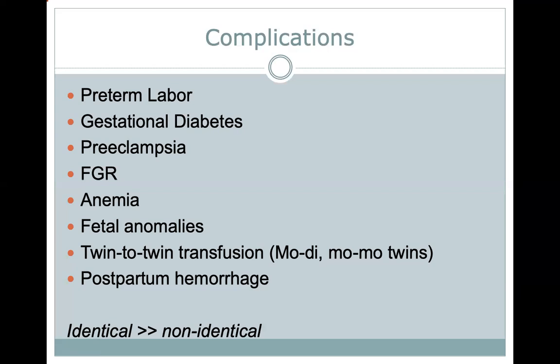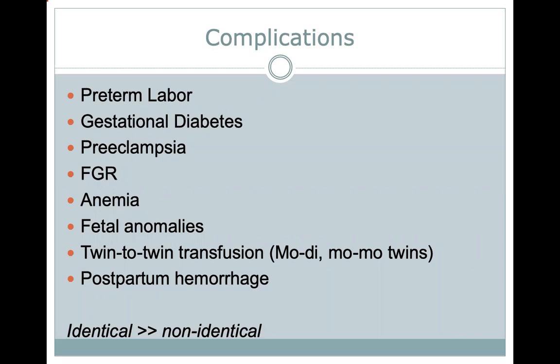So complications with multiple gestations are significantly increased compared to singletons, and it makes sense. If you have two fetuses, the rate of all of these complications is significantly increased compared to singletons. Preterm labor is probably the most common, that and anemia, but the other risks are also there. The twin-twin transfusion is seen with monochorionic placentation. That's where vascular sharing is between the two pregnancies, and it can lead to complications. And we're going to talk a little bit about that next session.